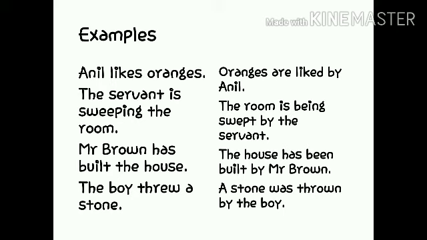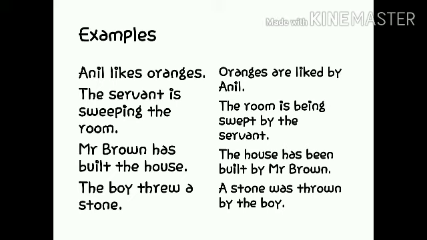See the next one: Mr. Brown has built the house. Bring the object to the subject place, that is the house. In perfect tense we use the be form of the helping verb, been. The house has been built. Already in perfect tense we use V3 form, so the same V3 form of the verb will be used here as well. Built, here also built. The house has been built by Mr. Brown.